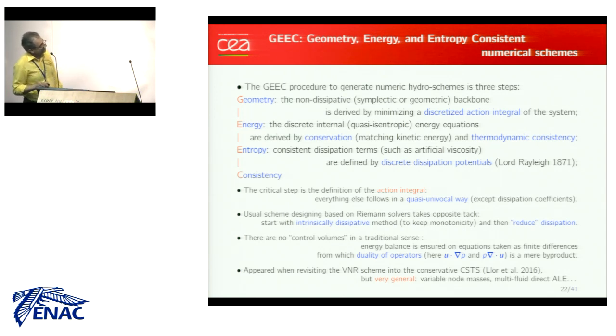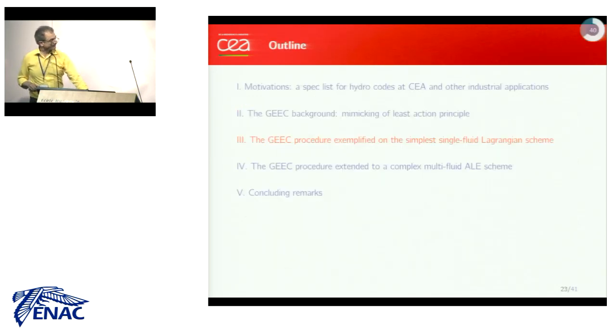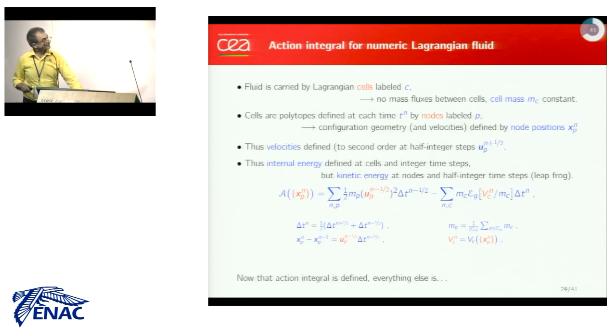So the usual schemes designed on Riemann solvers take the opposite tack. They start with an intrinsically dissipative method, and then they try to reduce dissipation in order to capture isentropic flow. Now, in this approach, there are no control volumes in the traditional sense. Energy balance is ensured on equations taken as finite differences, from which duality operators, here U divergence of gradient P and P divergence U, are just a byproduct. And this, as I said, appeared when we revisited the VNR scheme.